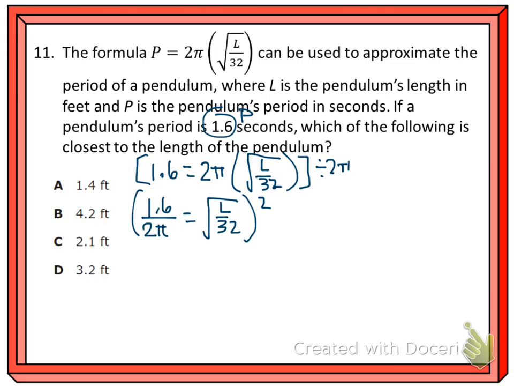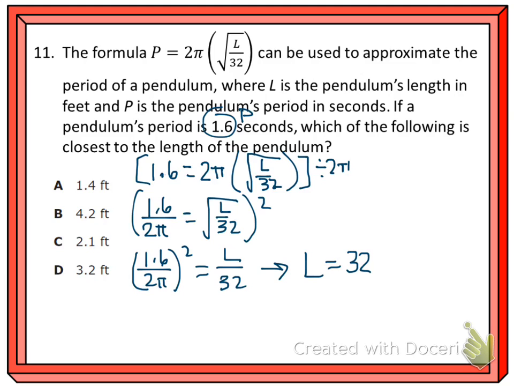So on the left-hand side, in parentheses, 1.6 over 2 pi, all of that has to be squared, is equal to L over 32. And then finally, if we just multiply the 32 over to the left-hand side of the equation, and switch sides, of course, I get the length is equal to 32 times 1.6 over 2 pi, all of that squared.